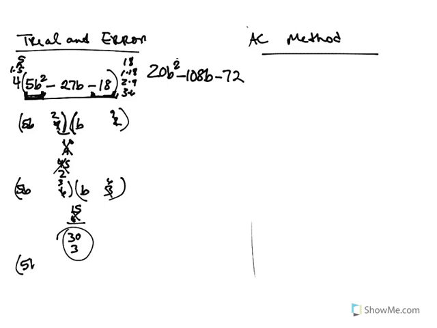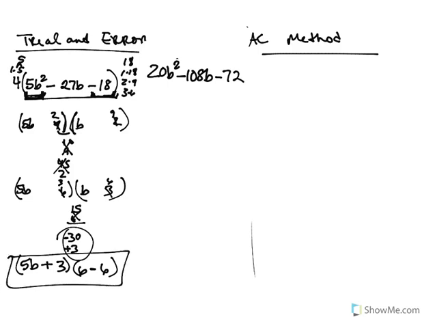So 5b, b, 6. What do I need? I need a negative 27. So the 30 would have to be negative, and the 3 would have to be positive. So this will create negative 30, and this will create plus 3.